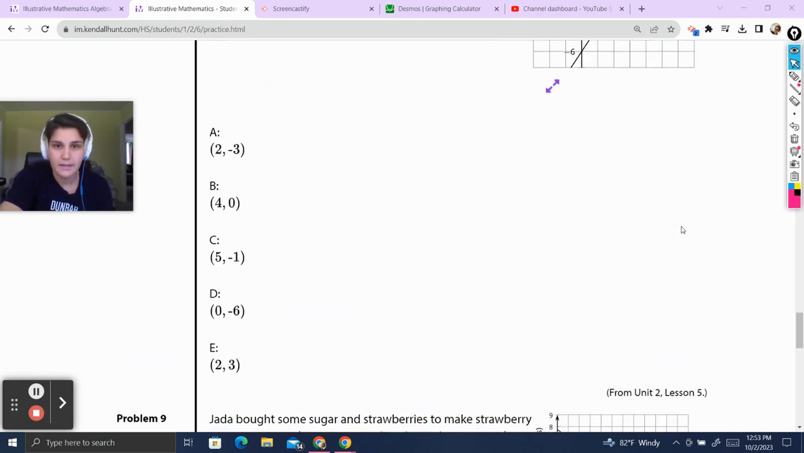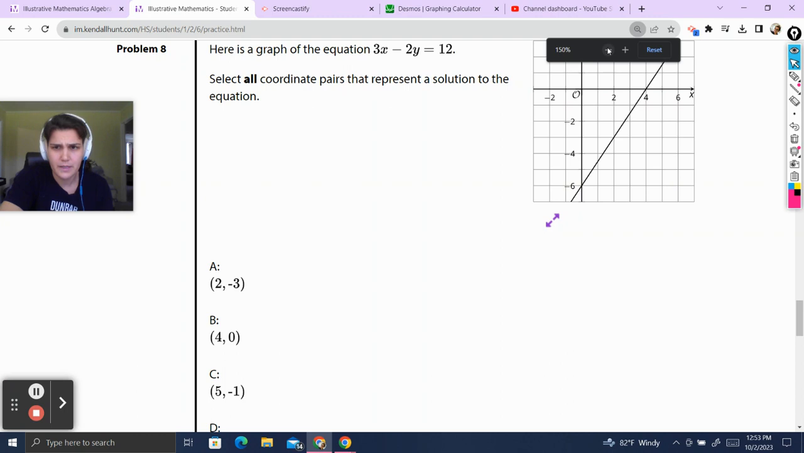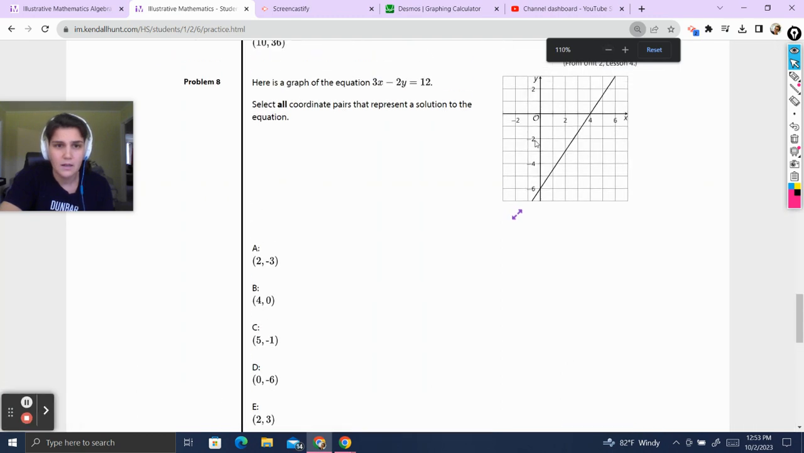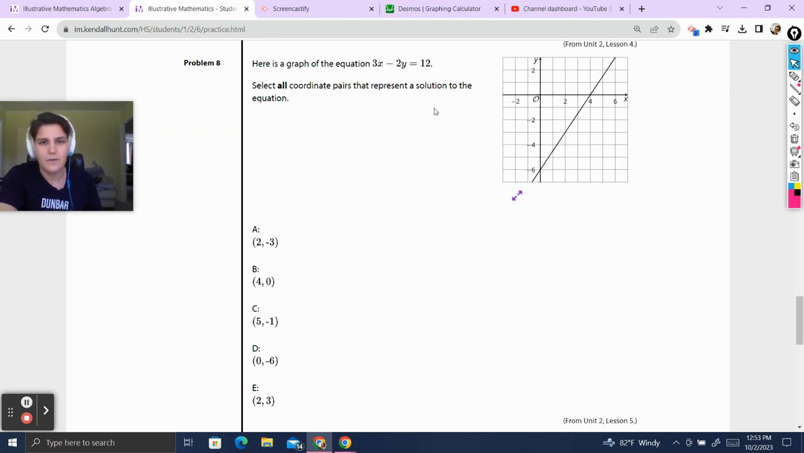Problem number 8. There are a lot of problems in these questions, or a lot of questions in these problem sets. Here is a graph of the equation 3x minus 2y is equal to 12. Select all the coordinate pairs that represent a solution to the equation. I like the graphing ones because all I need to do is say 2, negative 3. He lives right there. He's on our line. We are good to go.